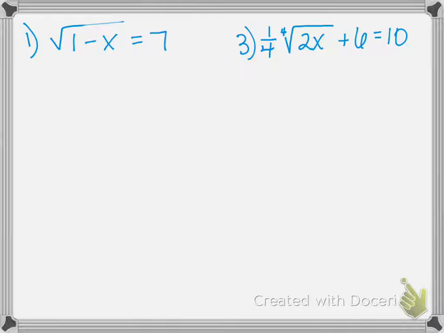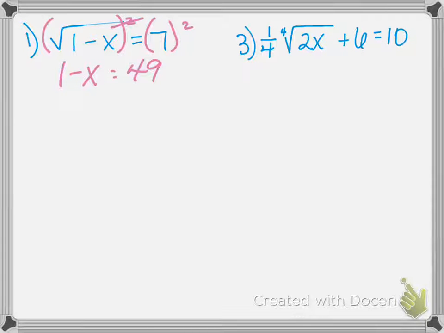We have the square root of 1 minus x equaling 7. And we need to get rid of that square root. So to get rid of the square root, I'm going to go ahead and square that square root. And what you do to one side, you got to do to the other. So this ends up canceling out with the square root, and I'm left with 1 minus x equals 49.